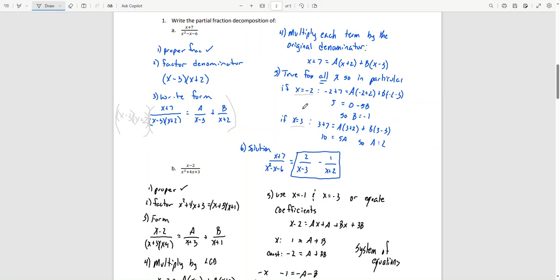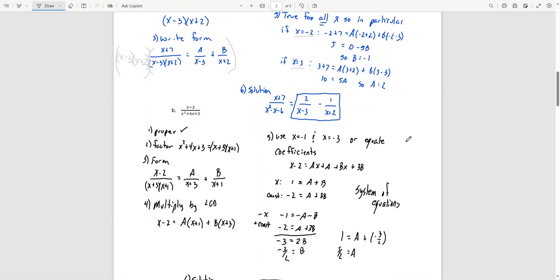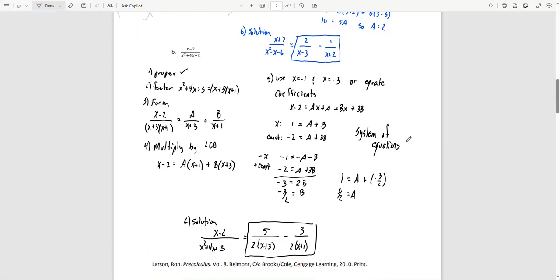So in all of the other examples, I've used a different method. I wanted you to see this one, and you can use this one always, but I like this other method better. And so let's look at example B.